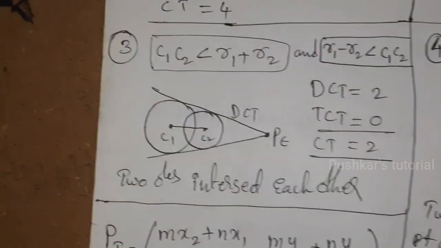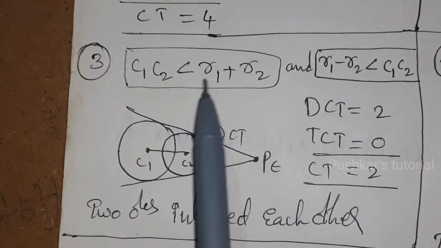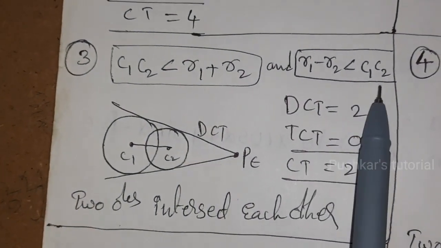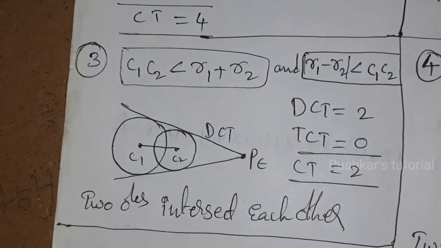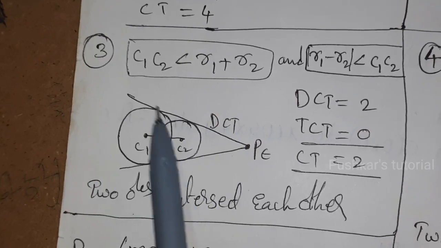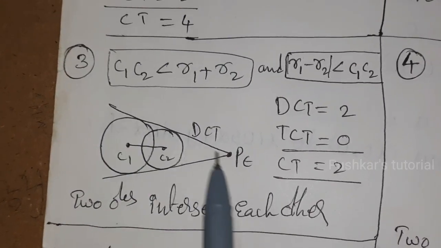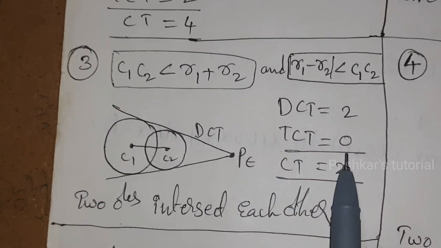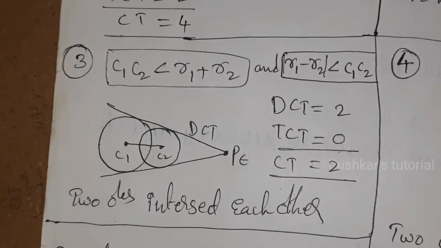Next, coming to the third point: C1C2 is now less than R1 plus R2, and one more condition, modulus of R1 minus R2 is less than C1C2. We don't know which one is bigger, so we have to put the modulus. Then the two circles come together somewhat and intersect each other. Here the common tangents are DCTs, there is no TCT, so overall 2. There is no importance of internal or external points here.